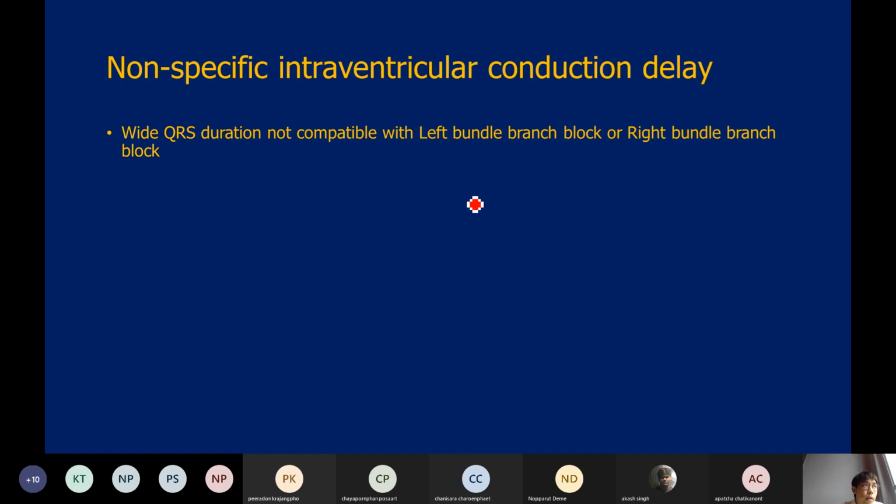This is caused by abnormal conduction of the myocardium of the ventricle, and maybe some parts of the right or left bundle branch, but not the whole bundle branch. So it would be non-specific, or you cannot locate the block in the heart, which area is causing this type of ECG.